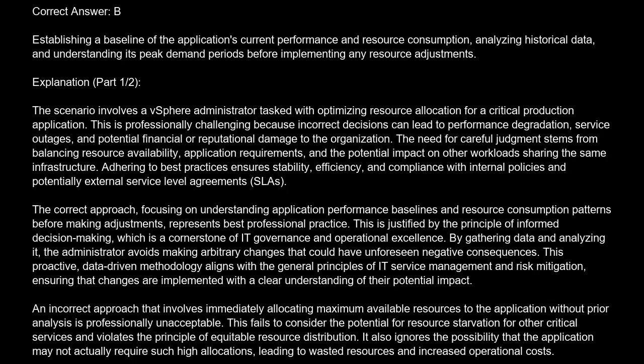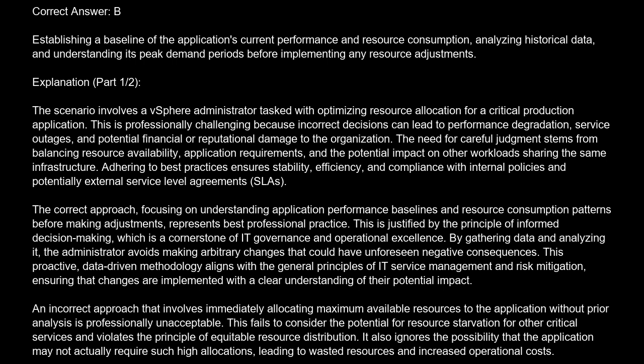The correct answer is B. Establishing a baseline of the application's current performance and resource consumption, analyzing historical data, and understanding its peak demand periods before implementing any resource adjustments. Explanation. The scenario involves a vSphere administrator tasked with optimizing resource allocation for a critical production application.